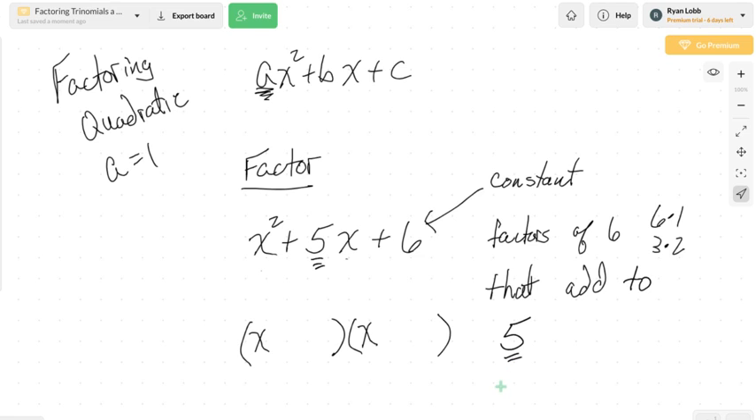So it should be pretty obvious now. Well, 6 and 1, or 3 and 2. It's going to be 3 and 2. So we throw the 3 in here, throw the 2 in here. All right, now we look here.